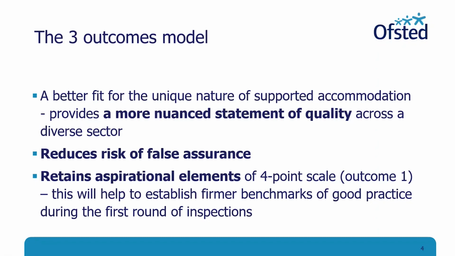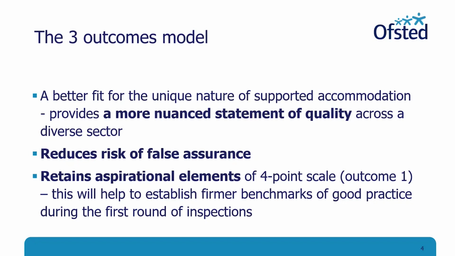The reason why we want to do that three outcomes model is that we think it's a more nuanced statement of quality across a diverse sector. We think that the one or two word judgment of good, requires improvement or outstanding, etc., might have a risk of providing false reassurance of quality, because it may be strong in some areas but less strong in other areas, and we really want to point commissioners towards the detail to make sure that the decisions they make for children are based on a broader understanding of the quality across what might be very varied and diverse provision.